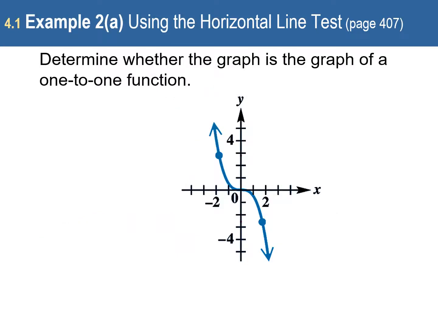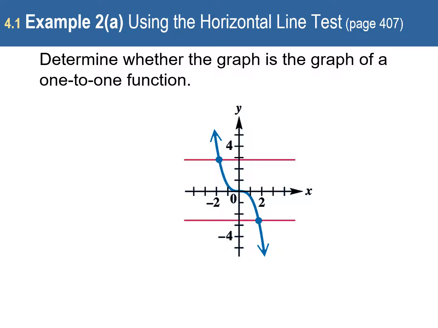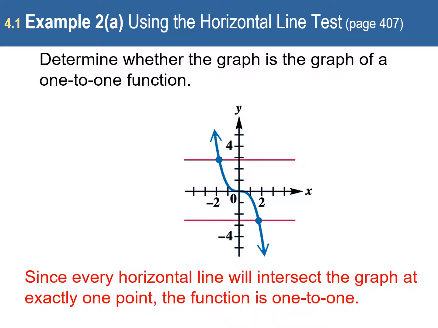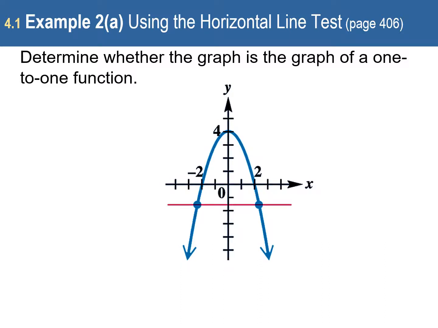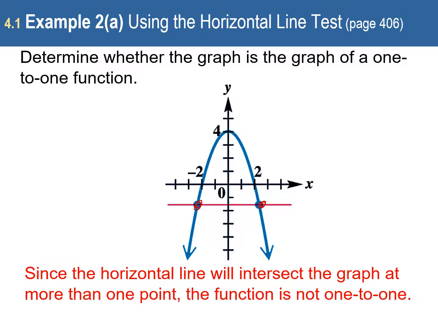So graphically, to determine if a function is 1 to 1, we can use the horizontal line test. No matter where I put that horizontal line, it's going to cross the function at exactly 1 point. So this graph is 1 to 1. Using the horizontal line test on this parabola, a horizontal line is going to intersect the graph at 2 points. And so this graph is not 1 to 1.